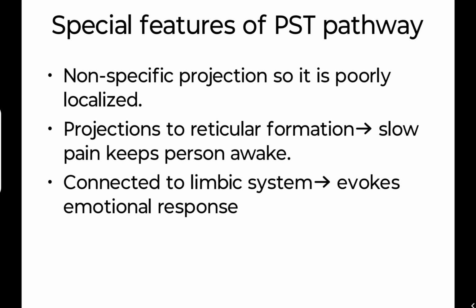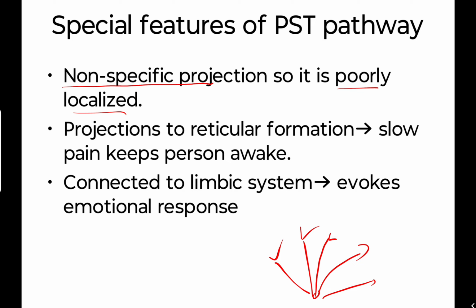So what are the characteristics or special features of this paleospinothalamic pathway? It has a non-specific origin, so we cannot localize exactly where the pain is coming from. It is poorly localized. We cannot exactly trace this pathway because it goes from the intralaminar nuclei of the thalamus to many areas in the brain. Projections to the reticular formation keep the person awake, and it is also connected to the limbic system, which is why it elicits some emotional responses whenever a person continuously has some dull pain.